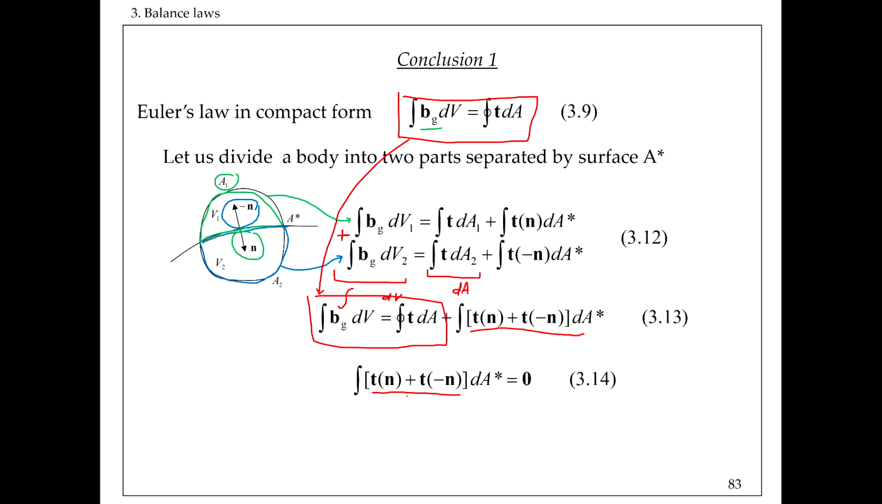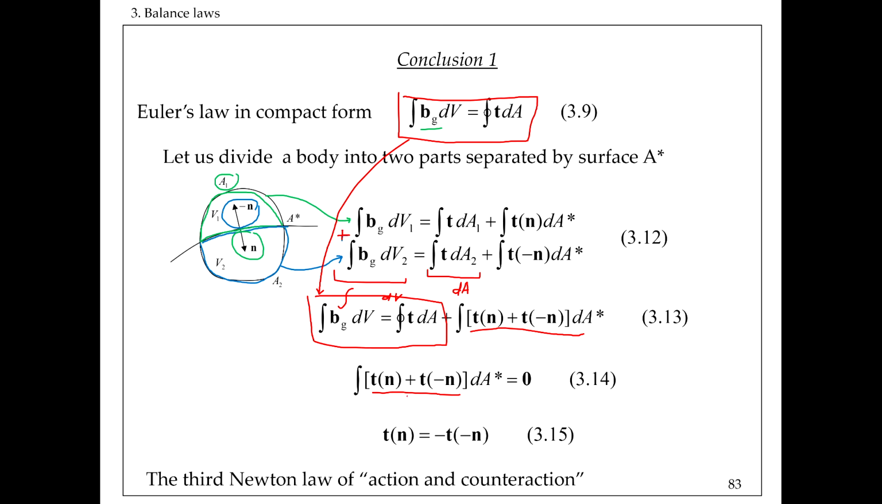So we need to say that the traction on the one side is compensated by the traction outside. So you exert force on the opposite side, and that same force is exerted on you by the other part of the body, just with the opposite direction. That is what we call the action and counteraction principle, or also Newton's third law.